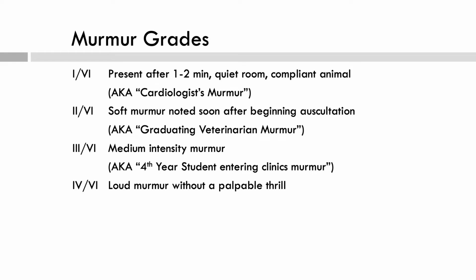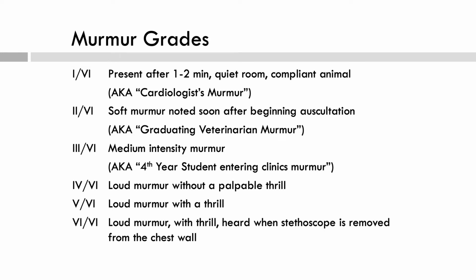A 4 out of 6 is a loud murmur, but without a palpable thrill. A 5 out of 6 is a loud murmur with a thrill. You put your hand on the chest and you're able to feel the vibration that's created by the murmur.